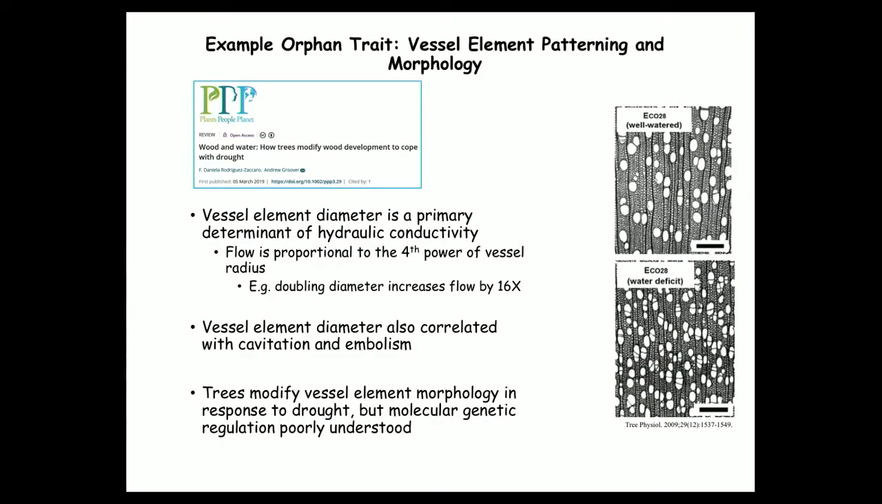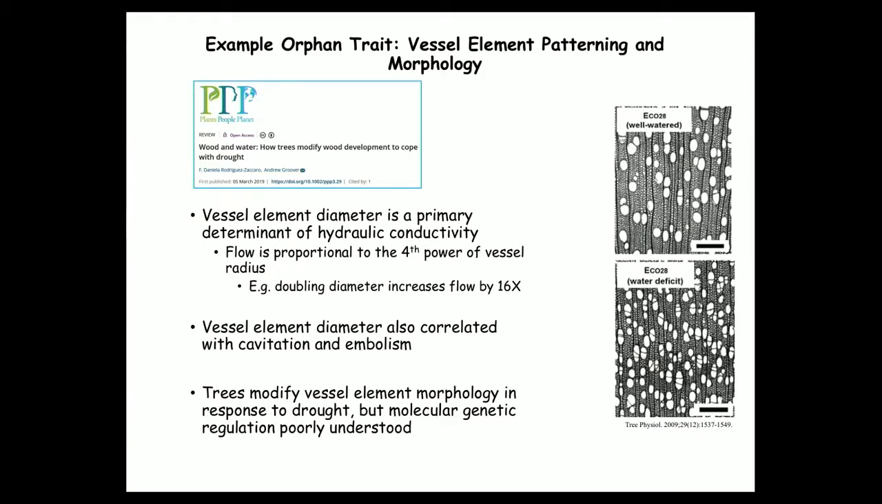The last thing I wanted to share with you is an example of how we can use this resource for examining what you might call orphan traits, so traits that are very important for forestry biology, but where we know very little about the genetic underpinnings or the related mechanisms. And I'll just point out that this work is related to a P3 paper, which, look at that, it's got a citation. I'm so excited.